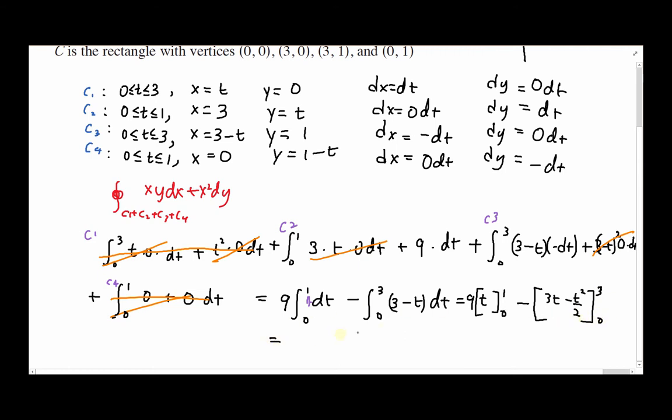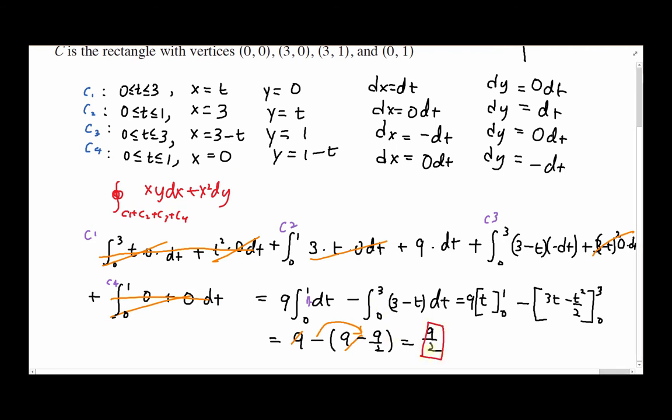Alright, so the first part just simply becomes 9. The second part, you get 9 minus 9 over 2. The 9's cancel out. Make sure you put the plus sign because this minus times minus becomes positive. So you get 9 over 2. That's our final answer for part A.